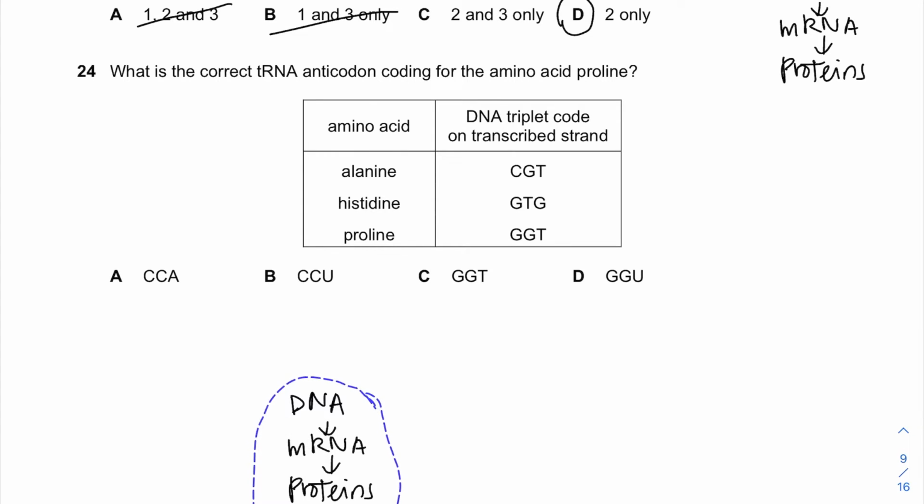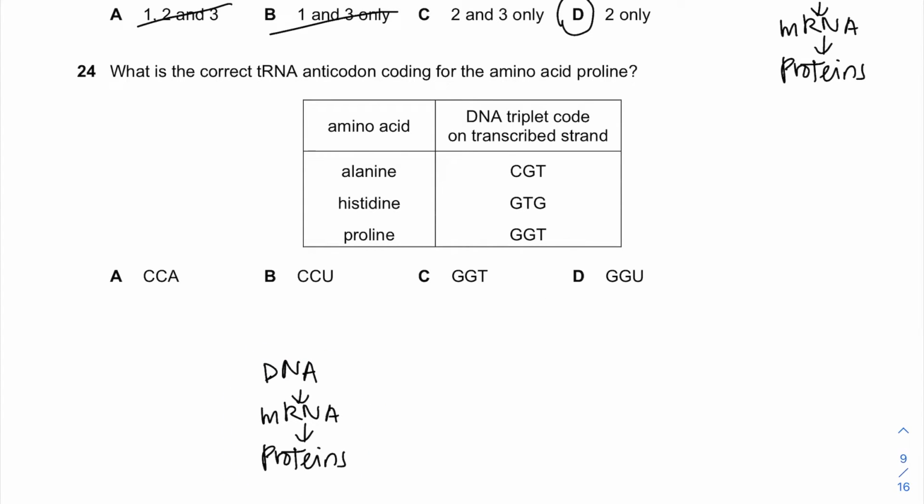Okay, let's look at question 24. What is the correct tRNA anticodon coding for the amino acid proline? So for the amino acid, we have information about the amino acid and also the DNA triplet code on the transcribed strand. So we all know DNA will be transcribed to become mRNA, and the amino acids are brought along by tRNA with the complementary anticodon.